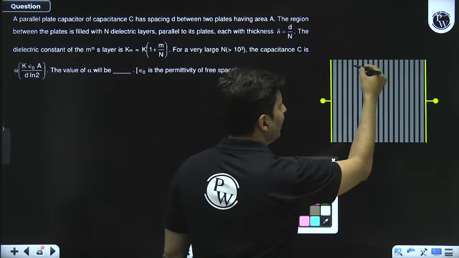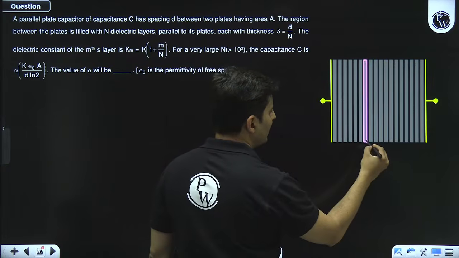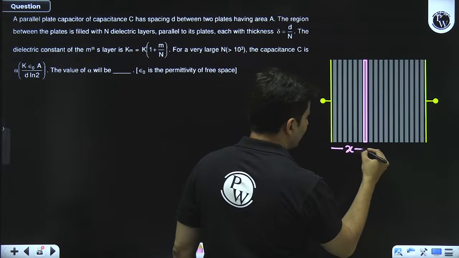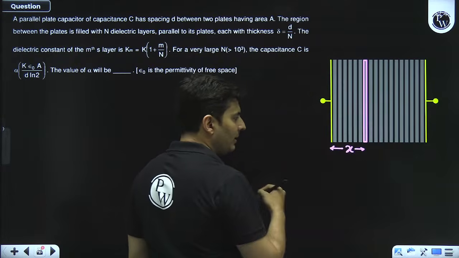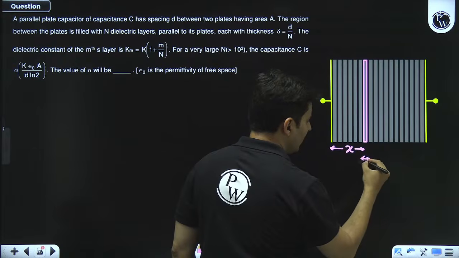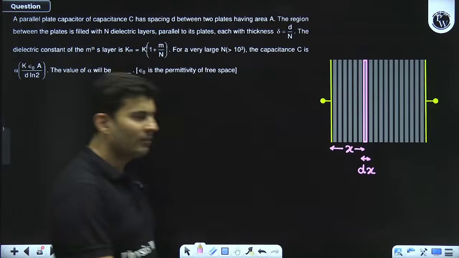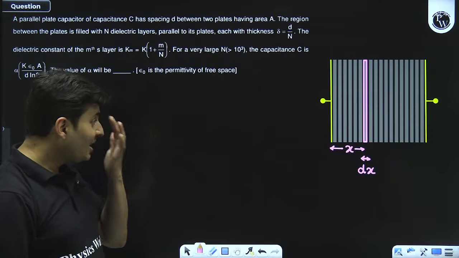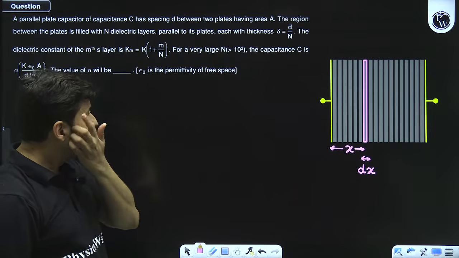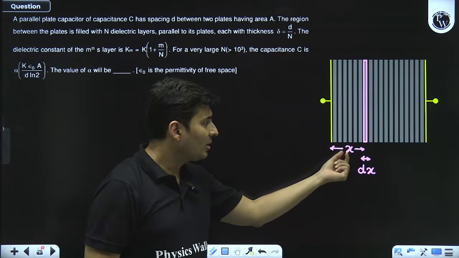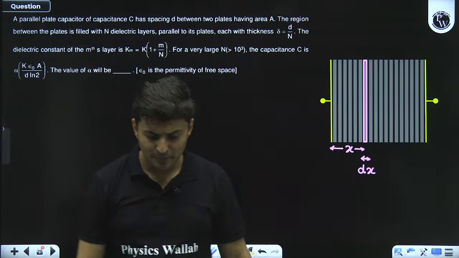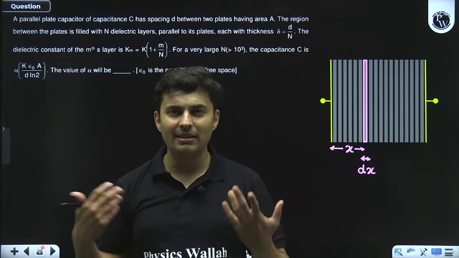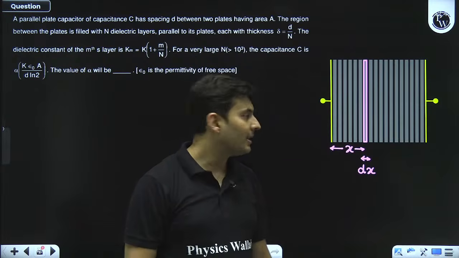First of all, if I go to any one particular layer, that could be at some distance of x from the first plate, the thickness could be some dx of that particular layer. Yeah, that thickness could be some dx right over there. Now, if I want to somehow figure out what is this x, what should I tell? Come on, think about it. Because only then I can get dx and other things. Come on.